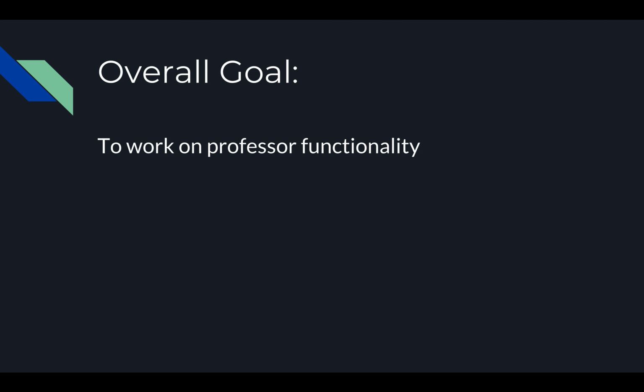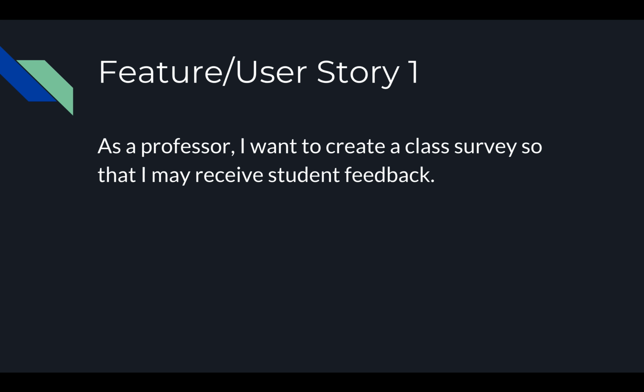To start, the overall goal of our Sprint 2 was to work on professor functionality. Professor functionality includes allowing professors to create surveys and also customize the settings, such as start and end time for those surveys. To start, I'll first explain the user stories we implemented in the sprint, and then that will be followed by a demo of those user stories.